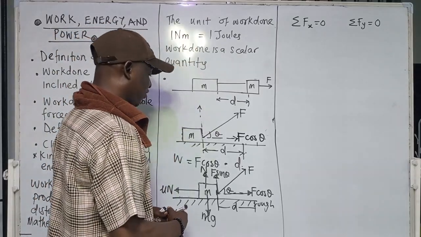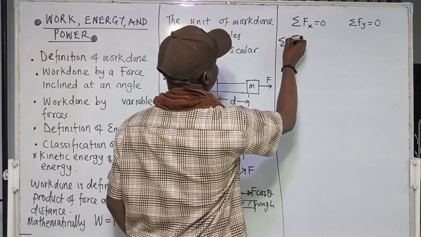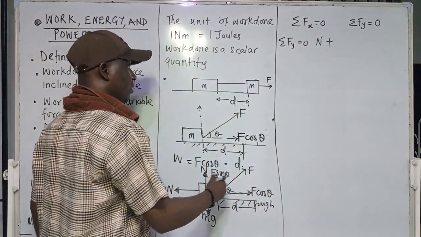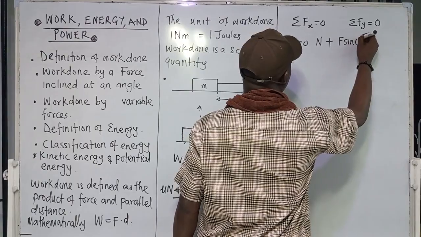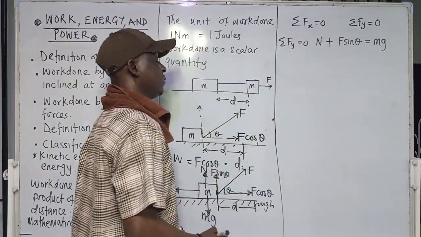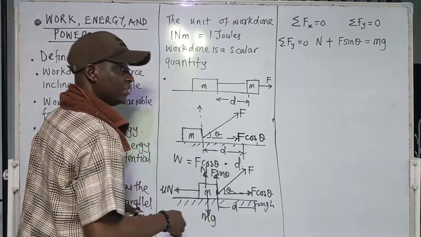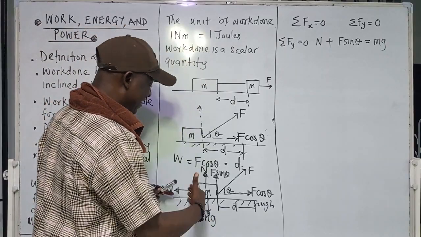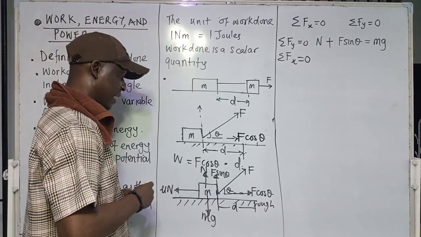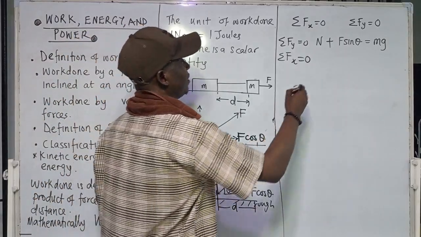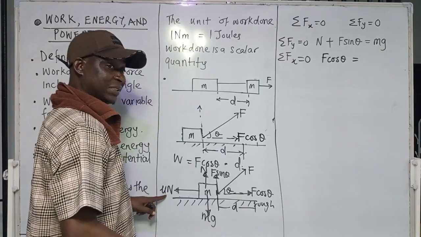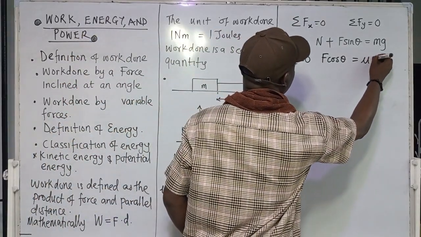Now, if we want to solve it, resolving along the vertical is 0, we are going to have N plus F sin theta equal to the downward force, Mg, the weight. That is, total upward force equals the downward force. Now, what about in the horizontal direction? Sigma Fx equals 0. We have the forward force F cos theta equal to the backward force, mu N.